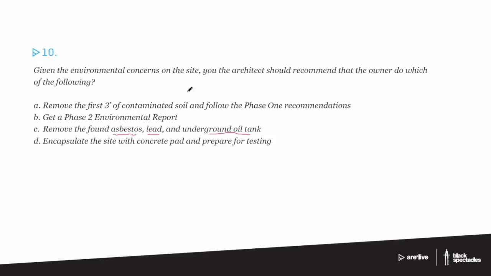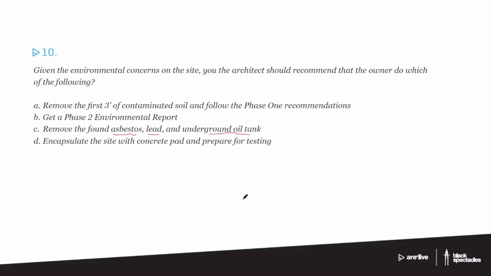But let's look at what the question says. The question says, given the environmental concerns on the site, you, the architect, should recommend that the owner do which of the following? Well, if we actually answered C, we would be saying, we recommend that you remove the asbestos, lead, and the underground oil tank. That's not really something that the architect is commissioned or knowledgeable enough typically to be able to truly say.